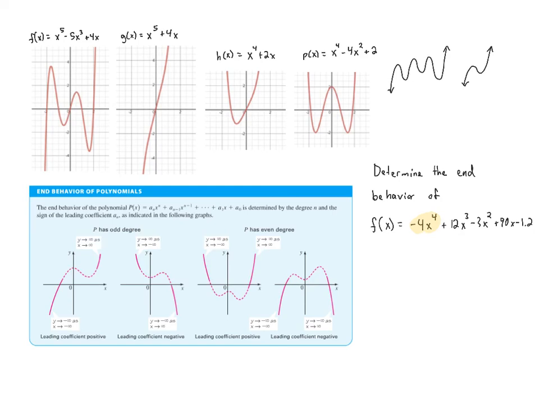So what we can say is that y approaches negative infinity as x approaches negative infinity. This means we're going down as we move to the left. And then also, y is approaching negative infinity as x approaches positive infinity. This means that we're going down as we move to the right. So this is the end behavior of the function.